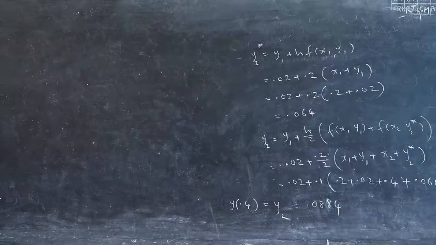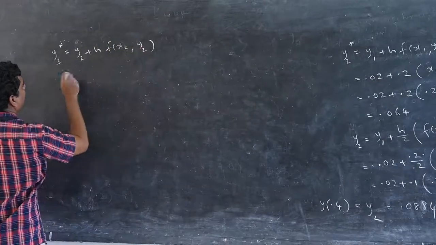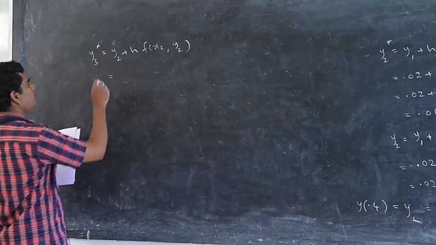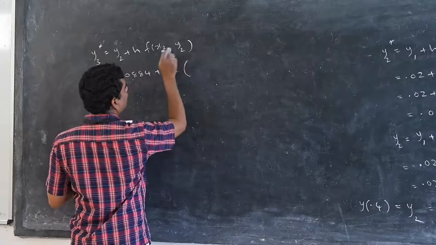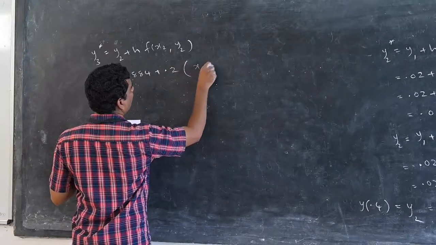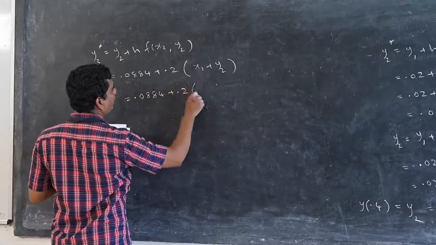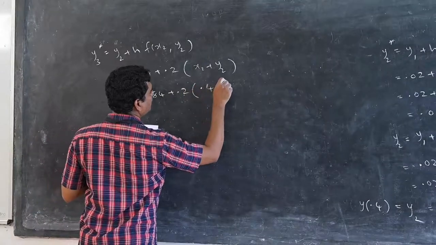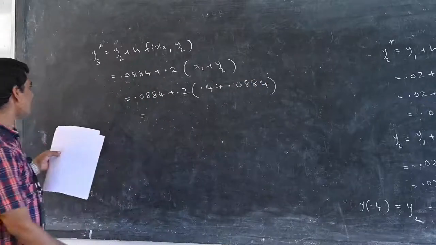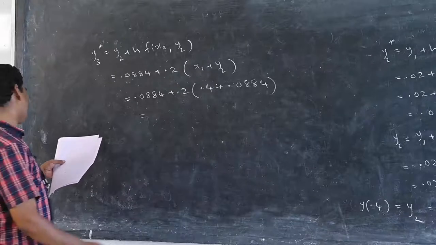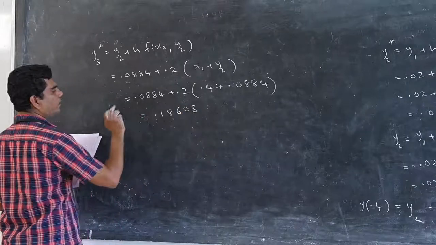Now y3 star is y2 plus h into f(x2, y2). It is 0.0884 plus 0.2 into (x2 plus y2), which is 0.0884 plus 0.2 into (0.4 plus 0.0884). So this is equal to, calculating the value using a calculator, 0.18608.